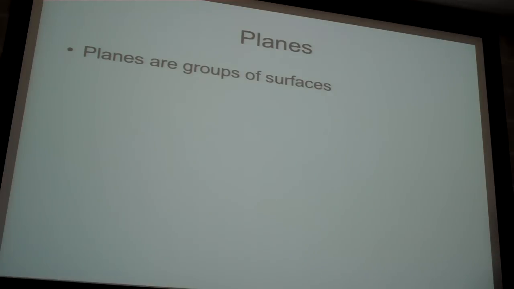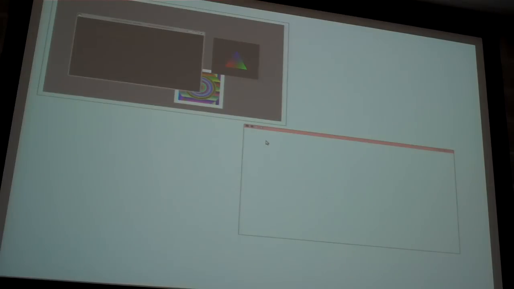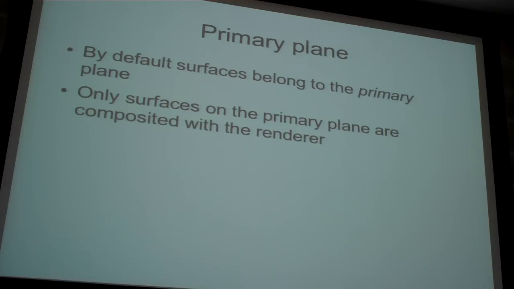Having said that, this is how we do the compositing. When we have normal operation, without any planes or overlays, we just have this compositing that goes like that. But the idea here is that we have a logical plane inside Weston, which is basically a group of surfaces. We can split the surfaces into different groups, and we have a plane that we call primary. Everything that is in the primary plane goes through the renderer.